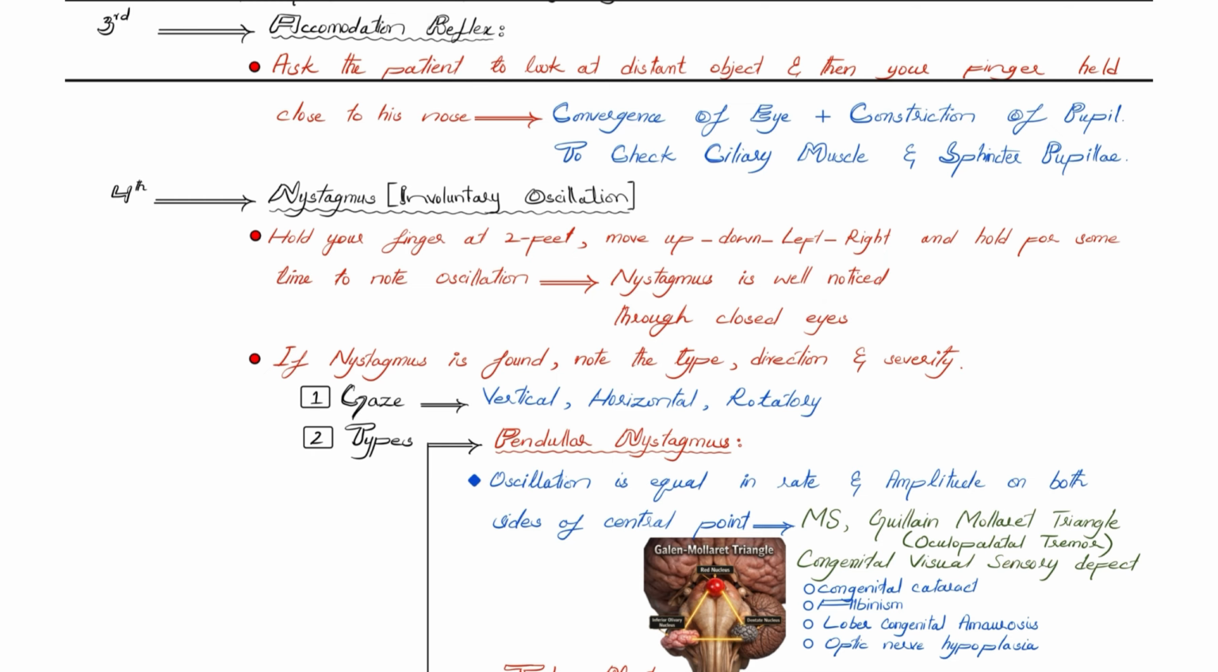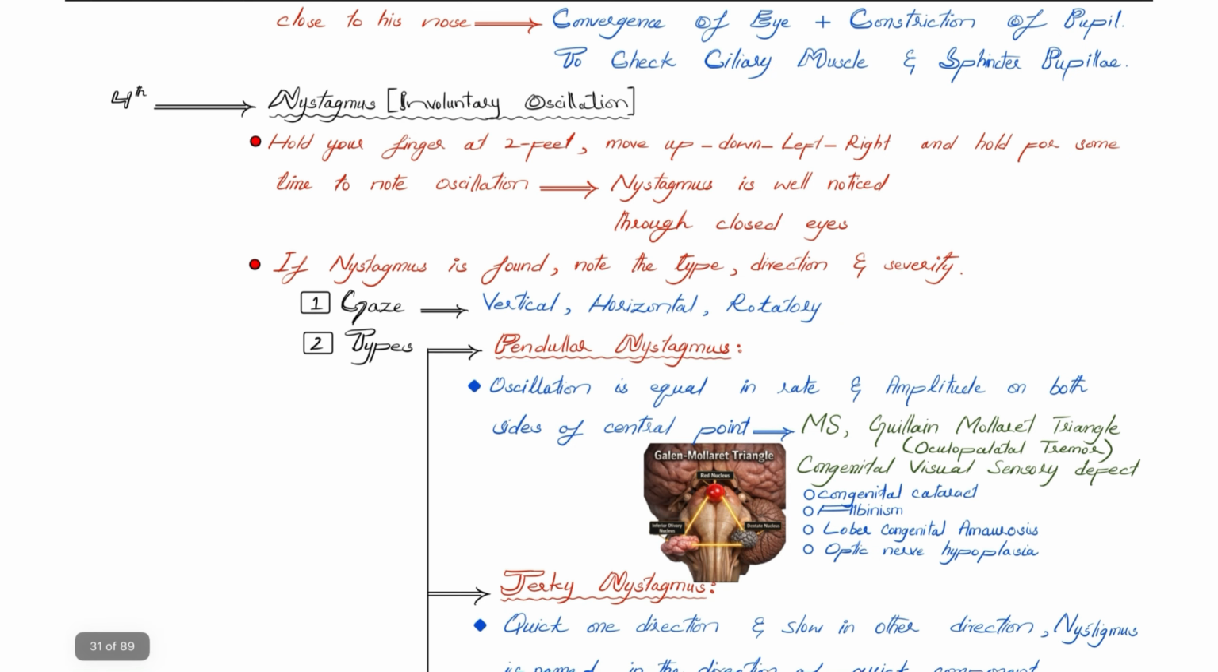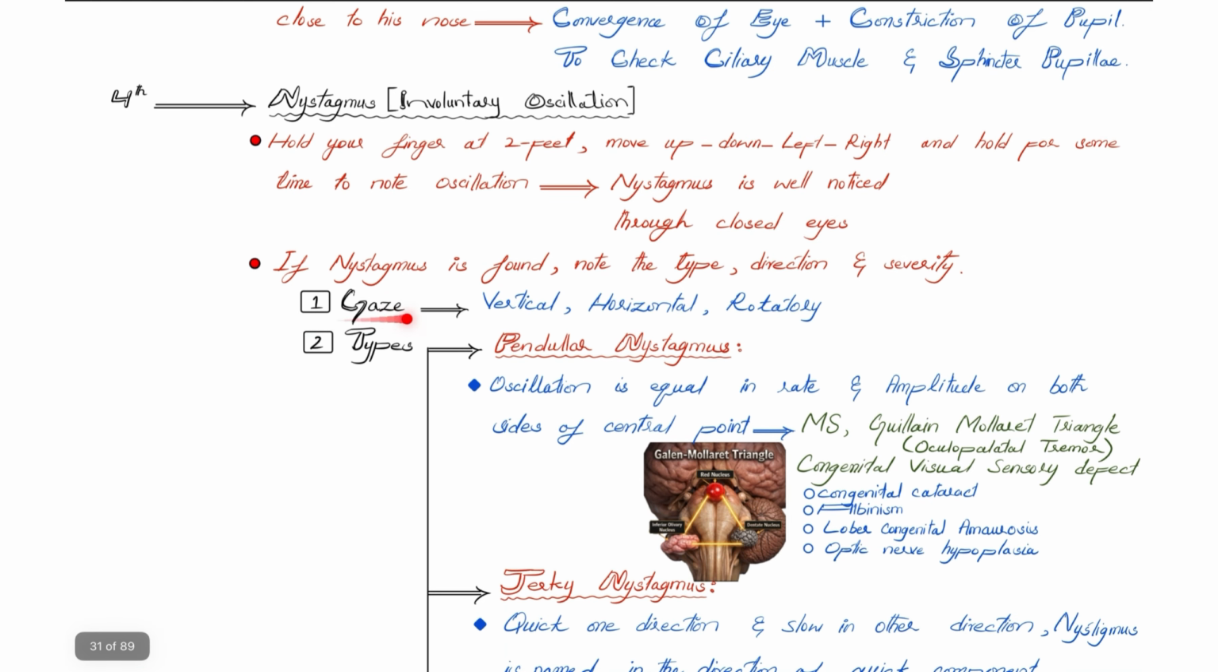If nystagmus is found, then note the type, direction, and severity. The first thing that you should know about the nystagmus is gaze, meaning is it vertical, horizontal, or rotatory, and how it is being triggered, either in upward gaze, lowered gaze, left or right gaze, meaning lateral or medial gaze. If nystagmus is present, then try to know the type of nystagmus.